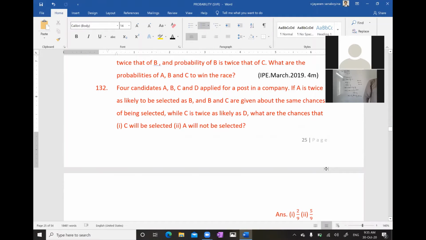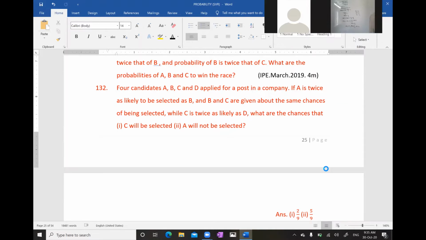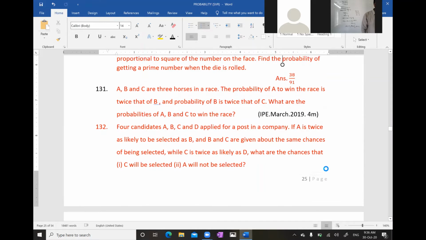4 candidates A, B, C, D applied for a post in a company. If A is twice as likely to be selected as B, and B and C are given about the same chances of being selected, while C is twice as likely as D, what are the chances that C will be selected? Question number 2: A will not be selected. I think 2 questions only. Okay. Yes, madam. 4 candidates A, B, C, D applied for a post in a company.